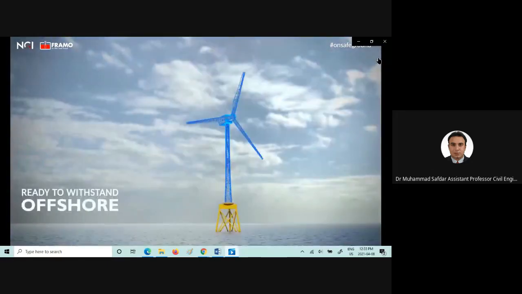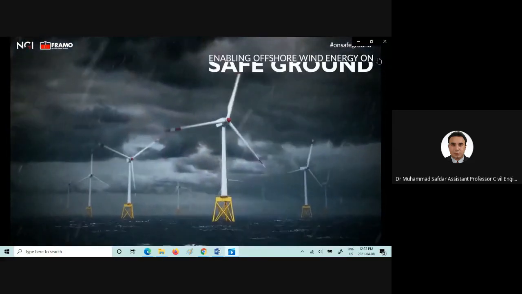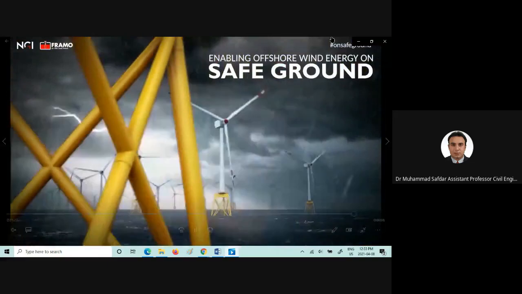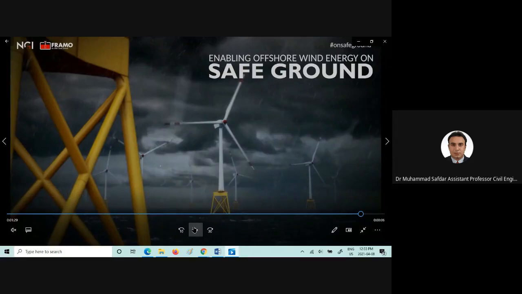Now you can construct the stem, nacelle, and the blades, and you can get the clean and green energy. Now, why are they going for the offshore environment? Developed nations are annoyed with the noise which is created in the onshore environment.